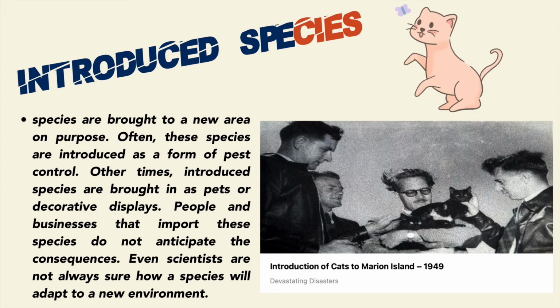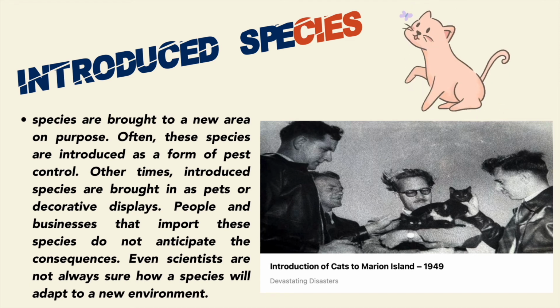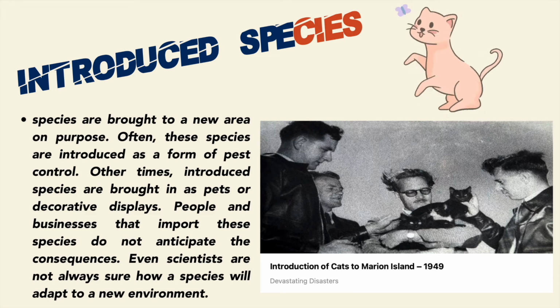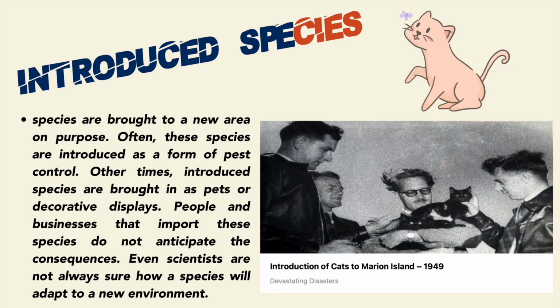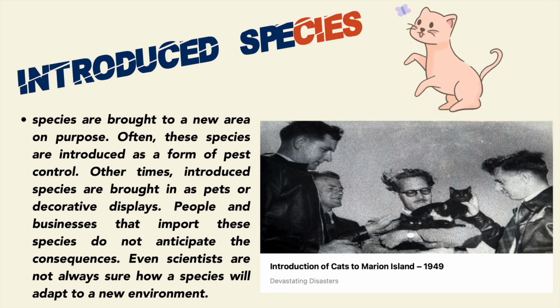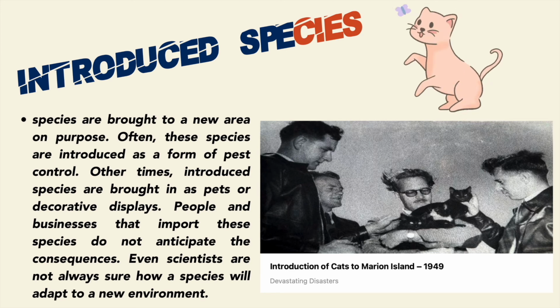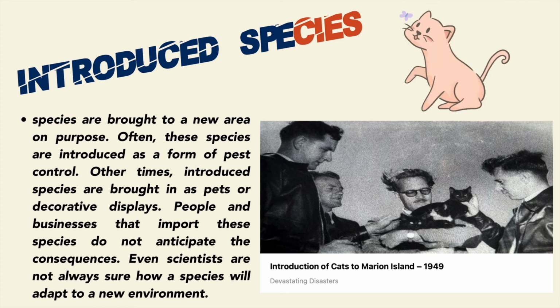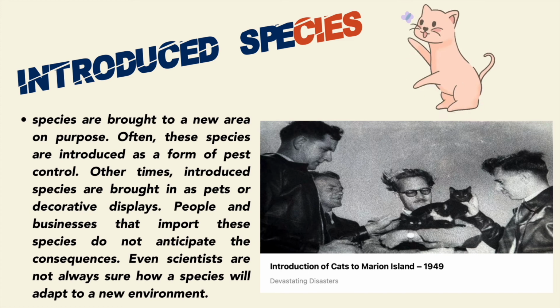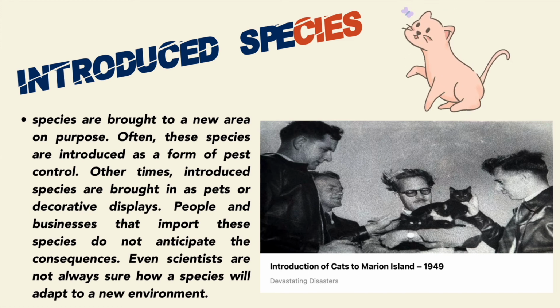How do we eradicate or remove these invasive species? We can make use of a variety of methods to try to get rid of or eradicate these invasive species. For example, the cats on Marion Island were infected with a virus. And sometimes, other species are introduced to help control an invasive species. Lastly, governments are working to educate the public about invasive species.